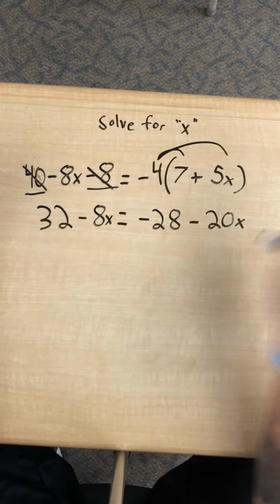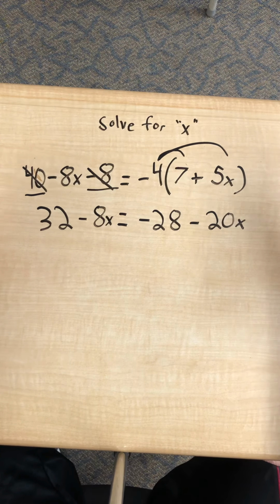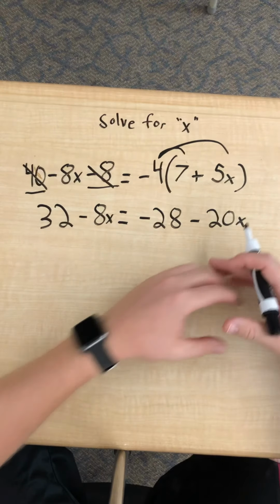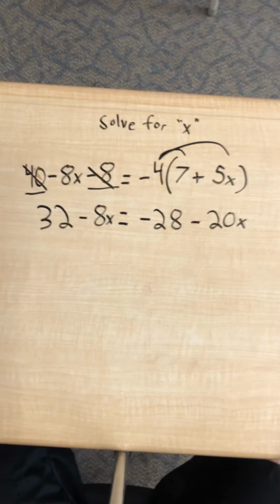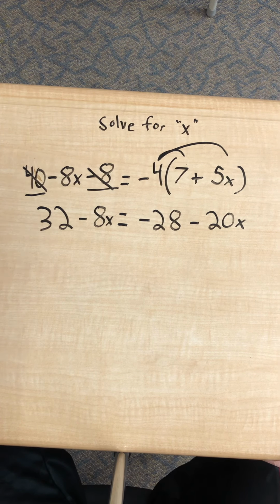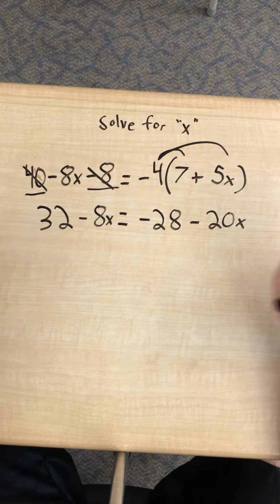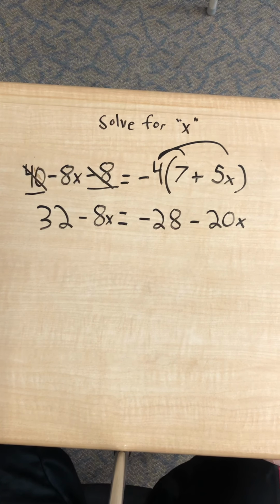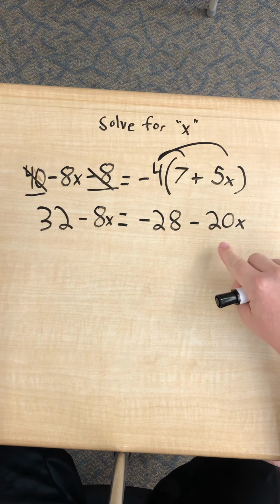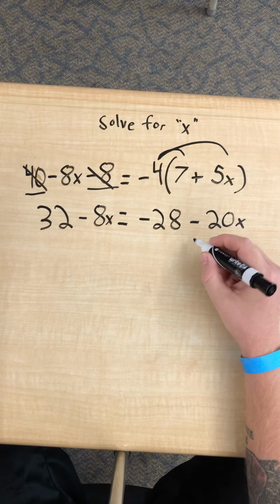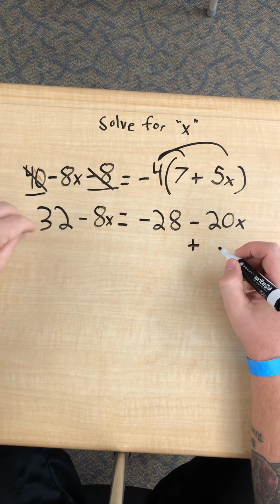And now there's no more like terms. So now our goal, here we go, is to get all the variables on one side of the equation and then all the numbers on the other side. And it doesn't matter which side is which. You can put all the variables on the right side, or you can move that variable over to the left. So this is where it is your choice, okay? I personally like working with positive variables. So I know that if I add the 20x to get that over to the other side, I'm going to get a positive variable over here.